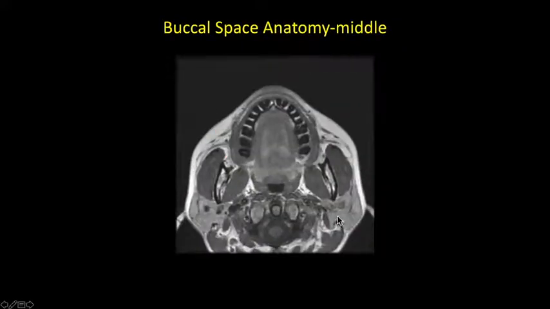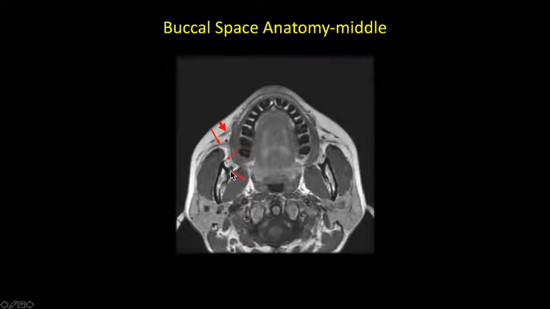Now going a little bit more inferiorly, here again we have this red arrow pointing to the muscles of facial expression. The thin arrow is pointing to the parotid duct, which is coursing through the lateral portion of the buccal space and makes pretty much a right angle insertion into the buccinator muscle. The smaller arrow here is pointing to the buccal artery, which is a branch of the internal maxillary artery, part of the arterial supply to the buccal space.